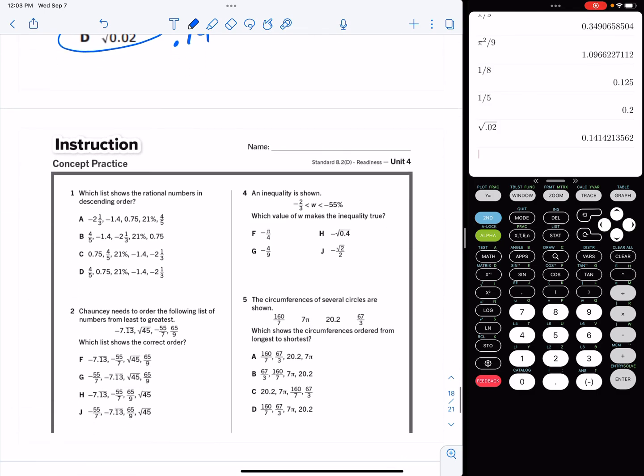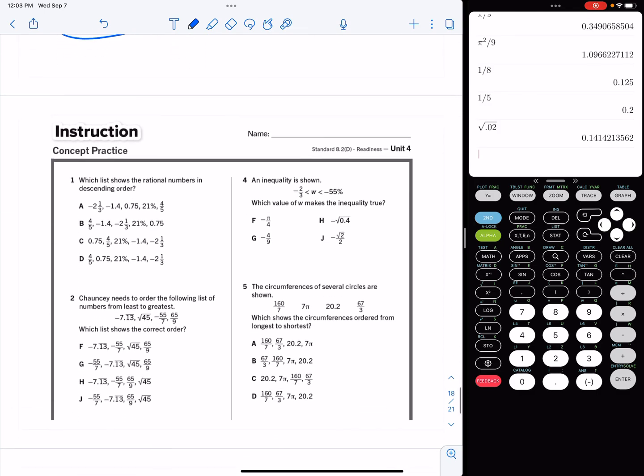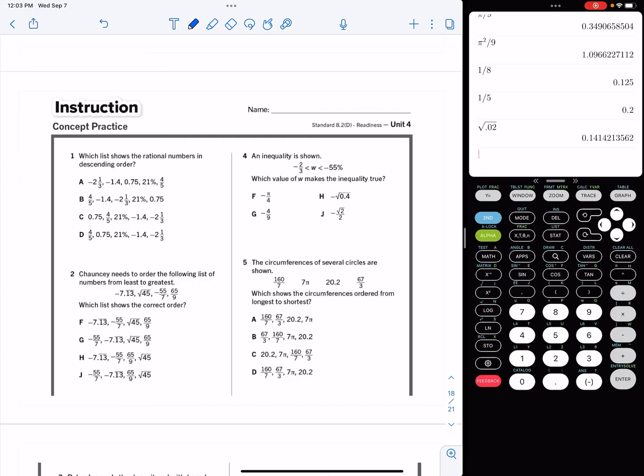So that's kind of what you're doing on number 4 here. An inequality is shown. Negative 2/3 is less than W, which is less than negative 55%. So I'm trying to figure out which number is in between negative 2/3 and negative 55%. And you use your calculator to help you figure that out.